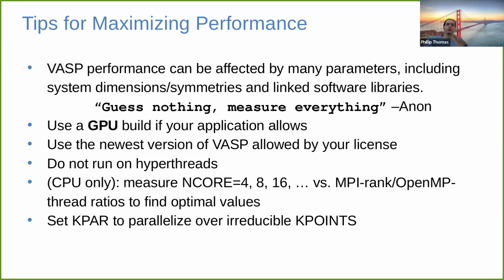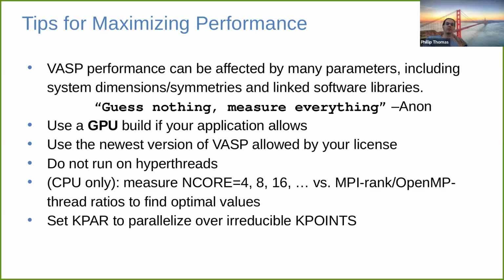And the VASP wiki also has some advice, part of which I've distilled onto this slide. The first thing we generally recommend, as shown by the previous slides, is to use a GPU build if your application allows. There are some applications which run only on CPUs because they use a plugin. Or if you don't have GPU hours, then you would run VASP on a CPU node. But if you use GPU builds, this generally gives you the best performance. The other thing is VASP is constantly being improved, and so using the newest version of VASP that's allowed by your license and installed on Perlmutter is key to getting the best performance.